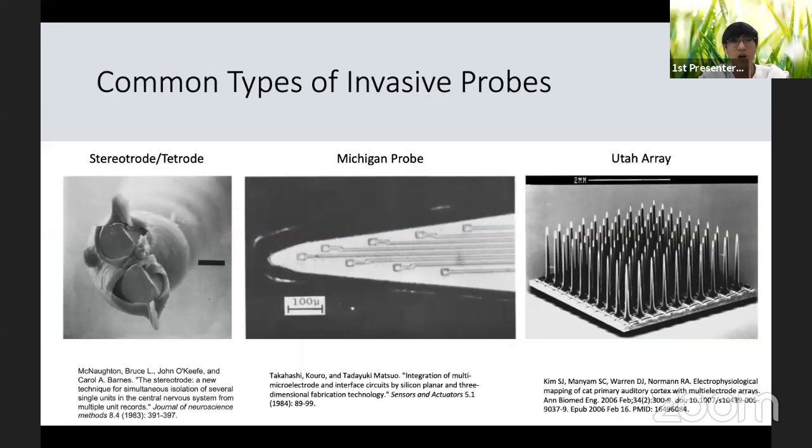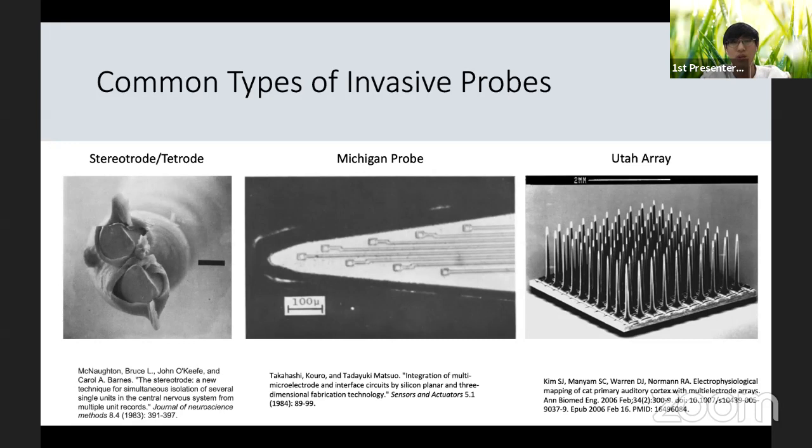The common types of invasive probes in the 20th century are the following. Initially, neural probes were made of metal wires. These metal wires were twisted in pairs or fours to create stereotrodes and tetrodes respectively. However, with the development of IC technology, multi-electrode arrays on silicon substrates have been widely developed. Specifically, 2 main architectures are prevalent: the Michigan probe and the Utah array.